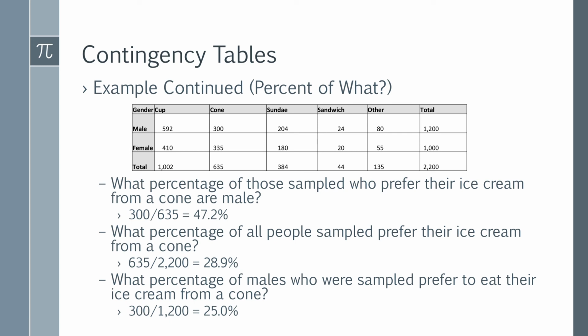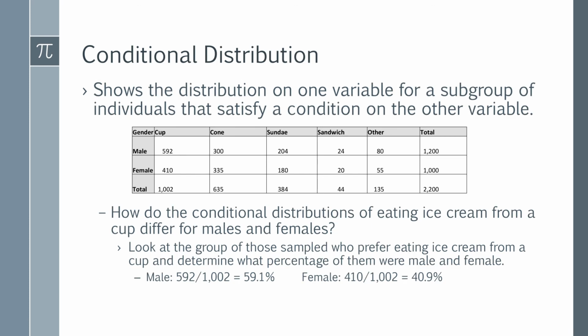Or we could answer the question, what percentage of males who were sampled prefer to eat their ice cream from a cone? If we look across our male row, we can see there were a total of 1,200 males sampled. 300 of those preferred eating their ice cream from a cone, so 300 divided by 1,200 gives us 25%. So once again, this contingency table gives us the opportunity to look at data in different ways. We can look at it as a total of the whole population, as a column total, or as a row total.